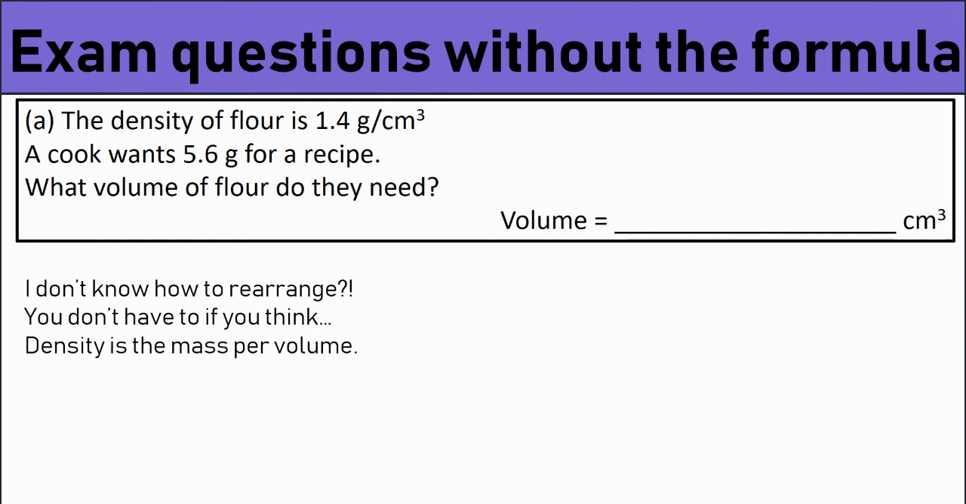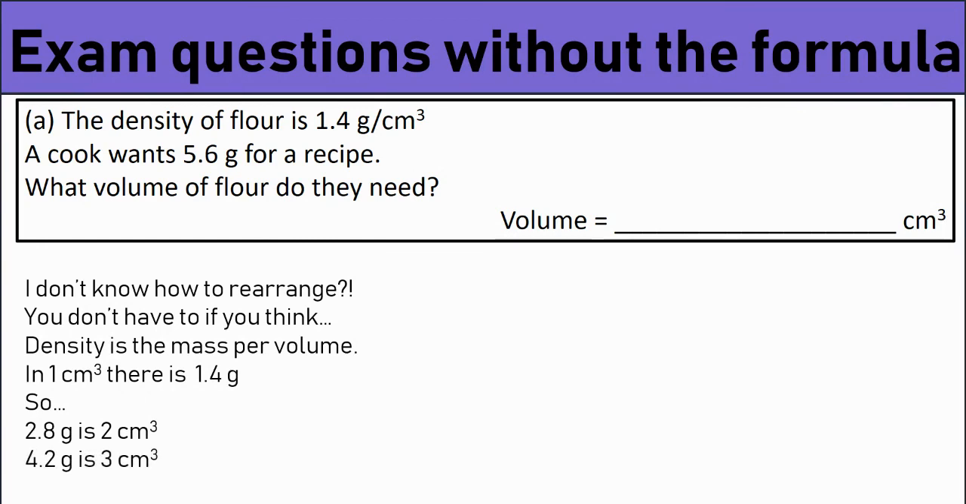You need to remember, the only thing you need to remember is density is mass per volume. So if we look at the actual density, it means for every centimeter cubed, there is 1.4 grams. That's what that means. So in 2.8 grams, there is 2 centimeters cubed. In 4.2 grams, that means there's 3 centimeters cubed. We're just simply scaling this up, which means eventually we get to 5.6 grams for 4 centimeters cubed. So that is the volume. Again, no rearrangement, no formula, just used our reasoning and one simple definition.